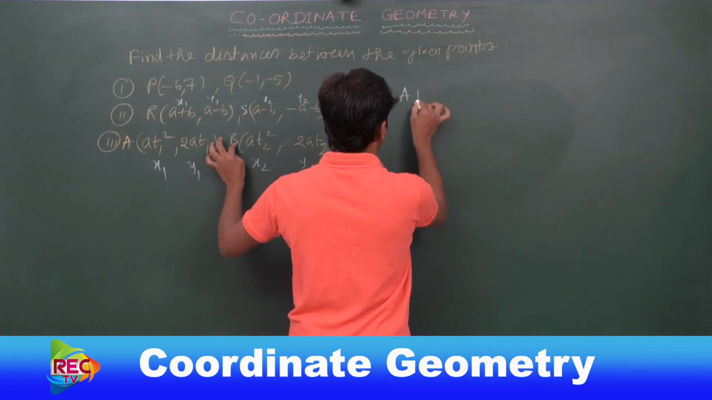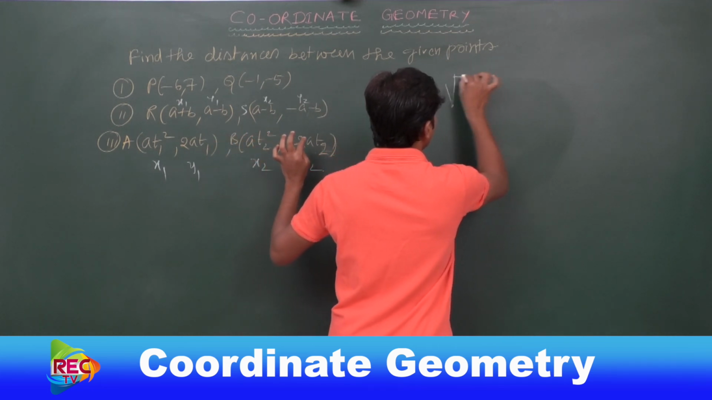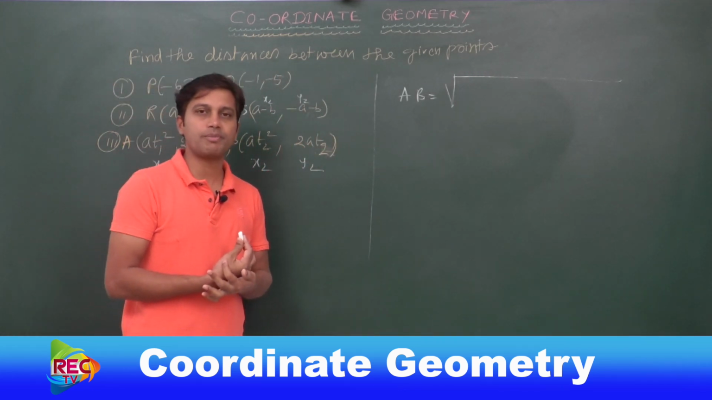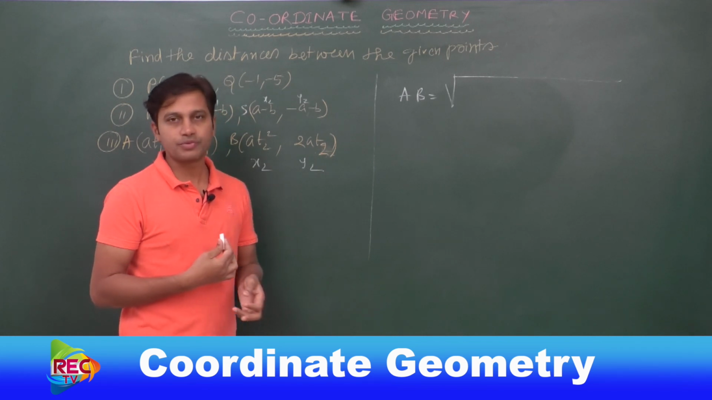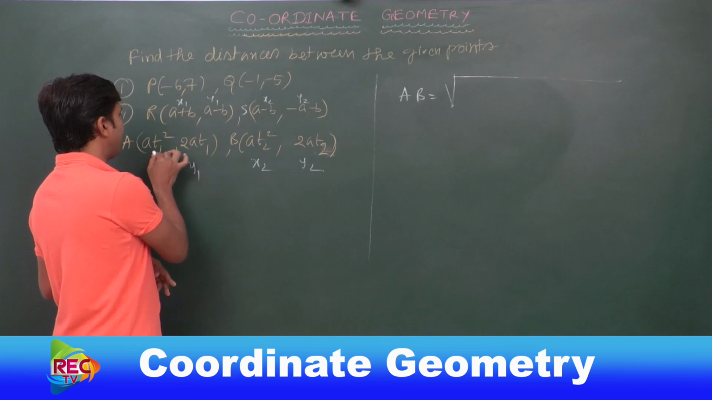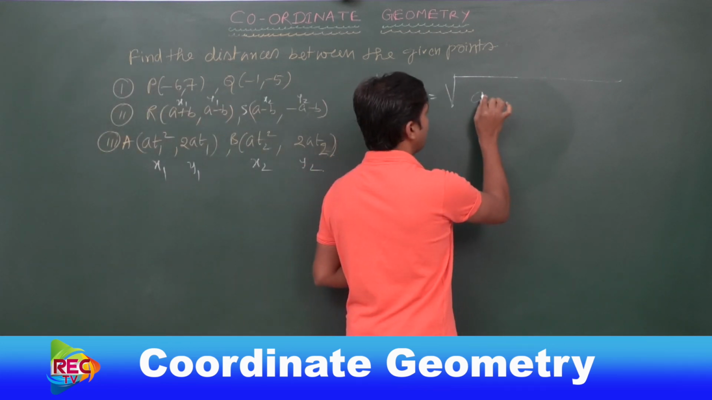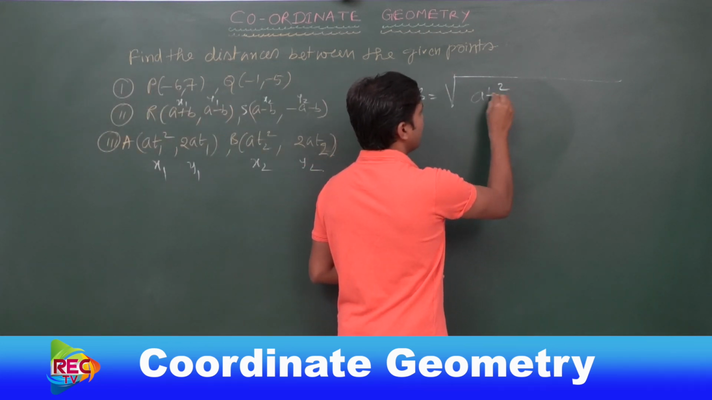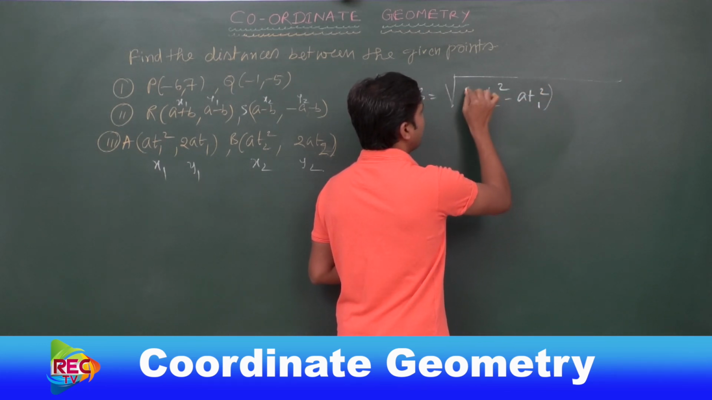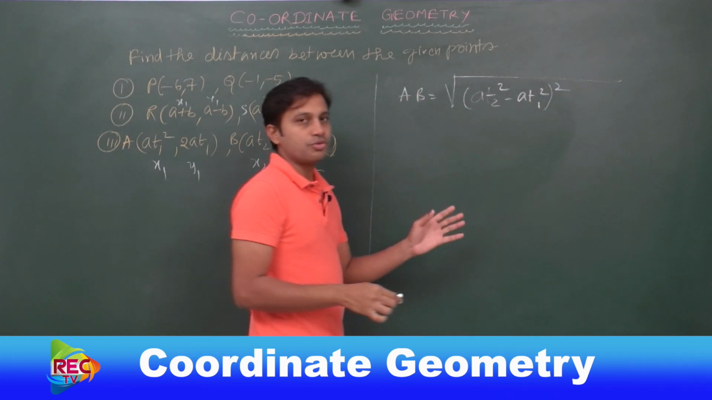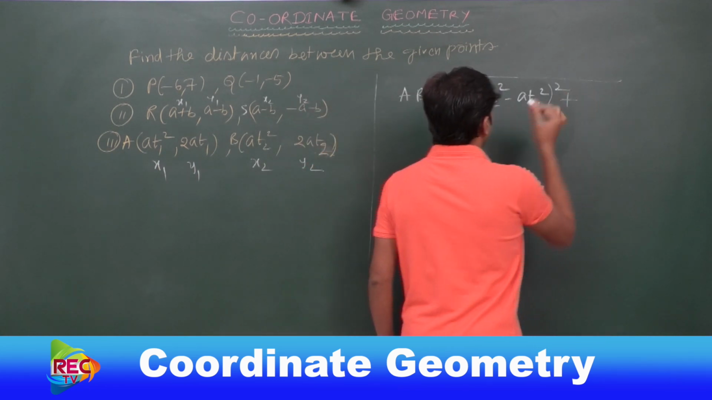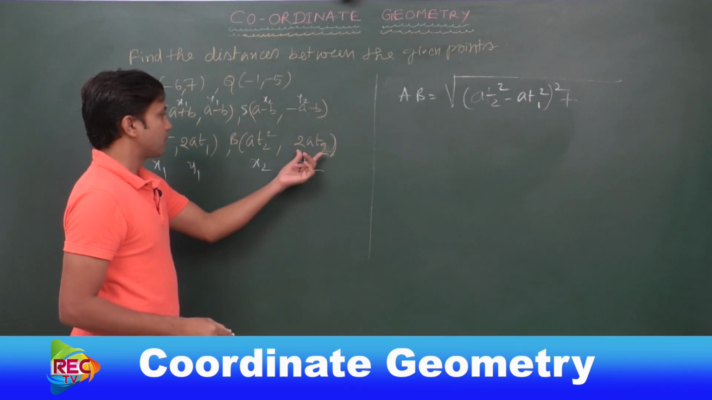Here find out AB. AB equal to what? Let us put down the values in the formula: square root of x2 minus x1 whole square plus y2 minus y1 whole square. Now put down them. Here what is x2 minus x1? 82 square minus 81 square. So put down them. 82 square minus 81 square, to that whole square, because x2 minus x1 whole square. Plus y2 minus y1 whole square.